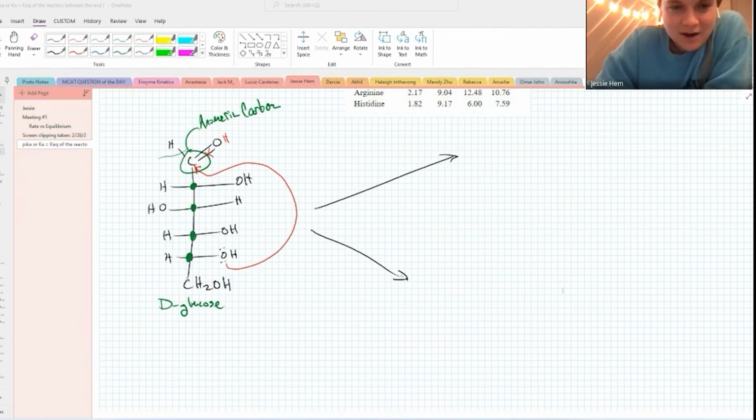Okay, and that carbon, where it'll have an OH directly attached. I'm just trying to see how you identify it in a molecule.